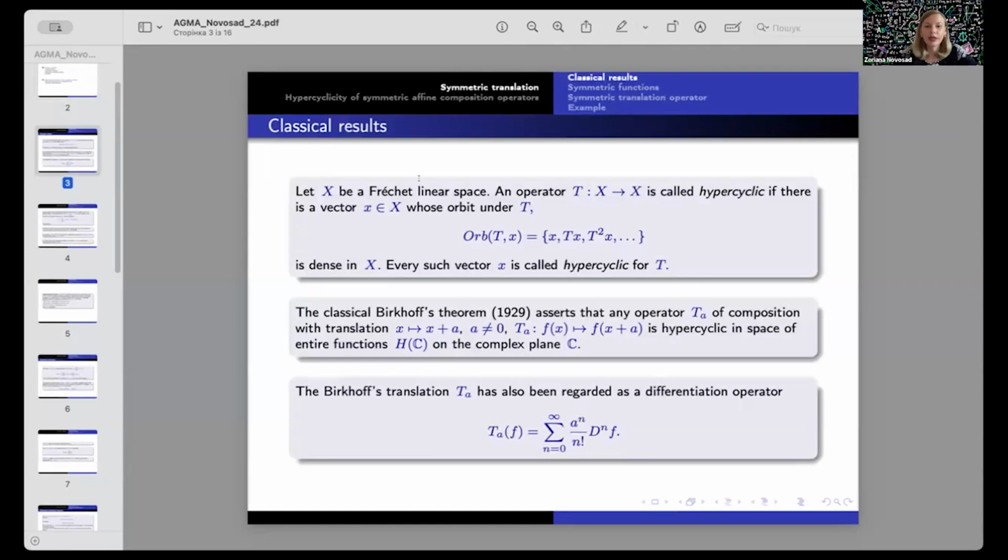Let X be a Fréchet linear space. An operator T from X to X is called hypercyclic if there exists a vector x whose orbit is dense in X. Every such vector x is called a hypercyclic vector for T.